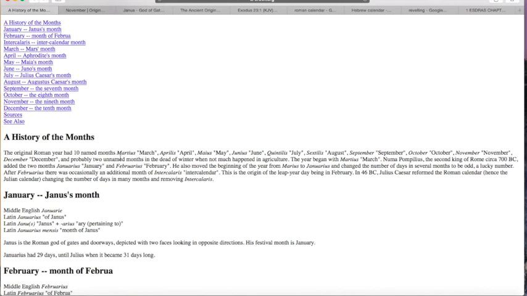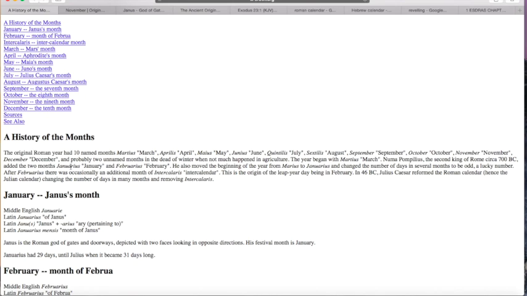But it says, the history of the months. The original Roman year had 10 named months: Martius, March; Aprilis, April; Maius, May; Junius, June; Quintilis, July; Sextilis, August; September, October, November, December, and probably 2 unnamed months in the dead of winter, when not much happened in agriculture. The year began with Martius, March.